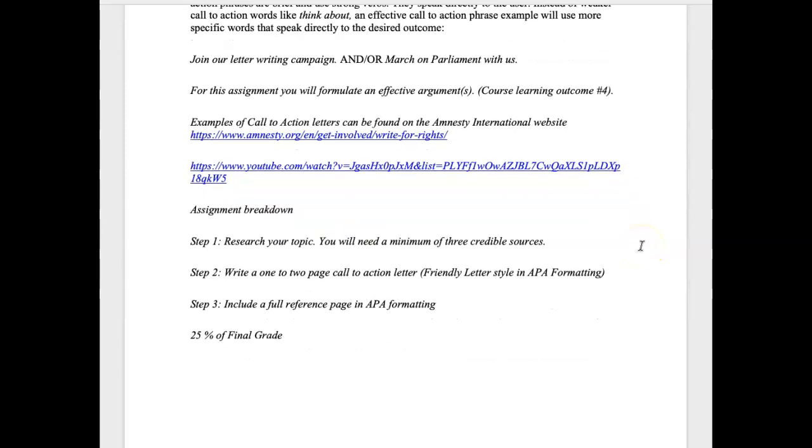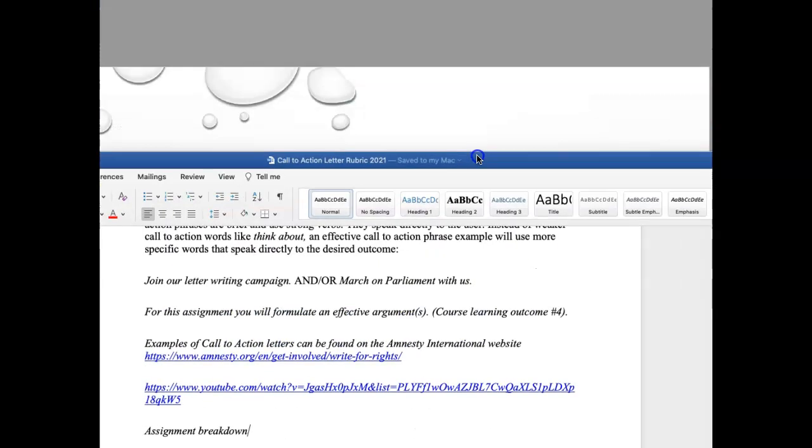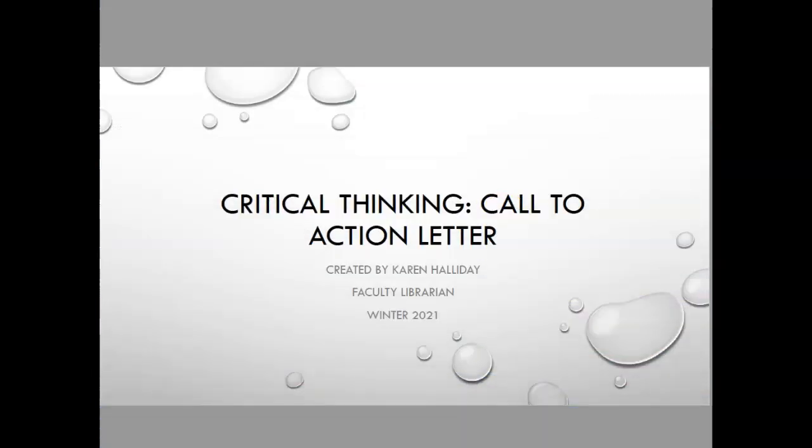And then the other piece is important. In step one, you're going to be researching your topic. You need a minimum of 3 credible sources. You're going to write a 1 to 2 page letter using APA formatting, and you're going to include references. So some people may think, okay, how do I find credible sources?